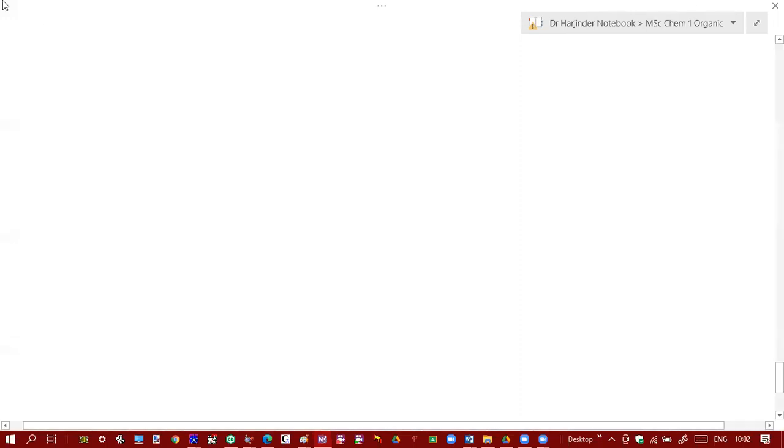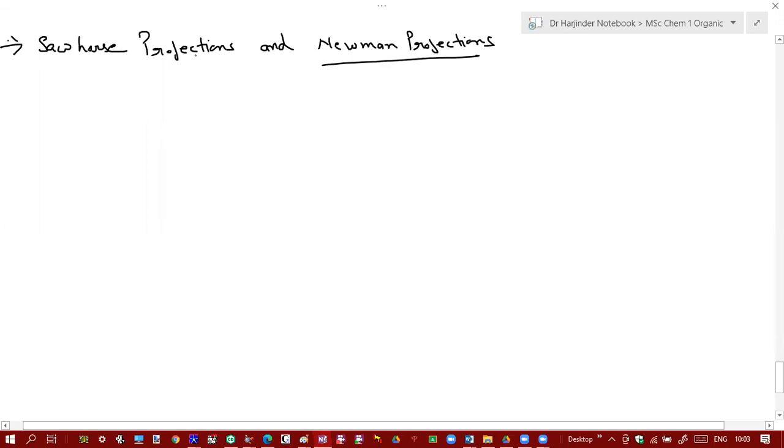Now next are projection formulas. There are two kinds of them: Sawhorse projections and Newman projections. And we will also see how to convert Fisher projection into Sawhorse projection and Fisher projection into Newman projection.